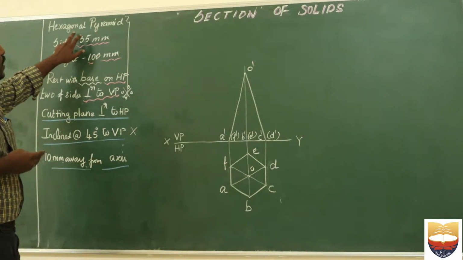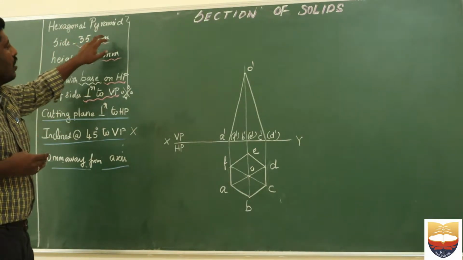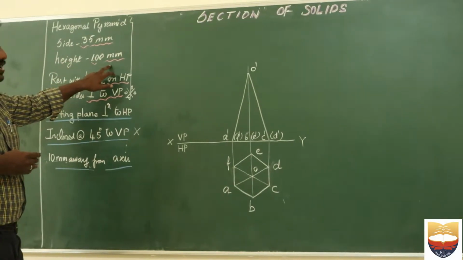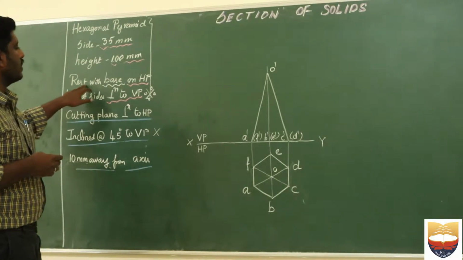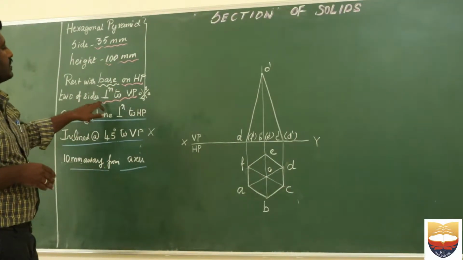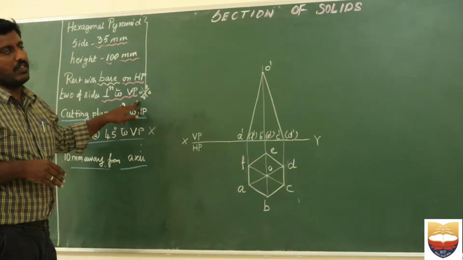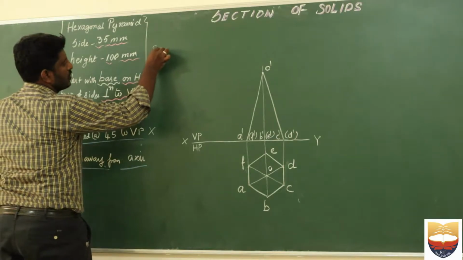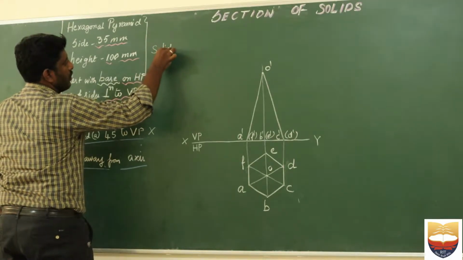Here the problem given is a hexagonal pyramid of side 35 millimeter and axis 100 millimeter, resting with its base on HP when two of its sides are perpendicular to VP. So it is very important. This is the resting condition of the solid. This is the simple question of the solid which is given in my problem.